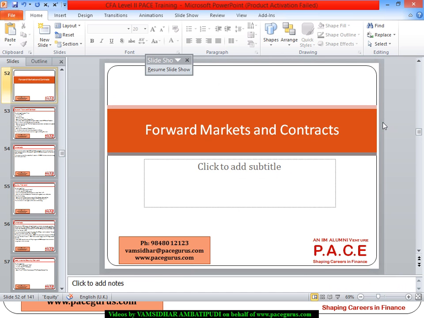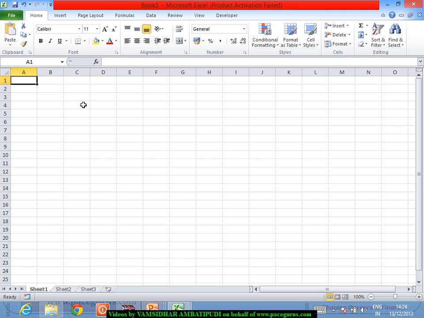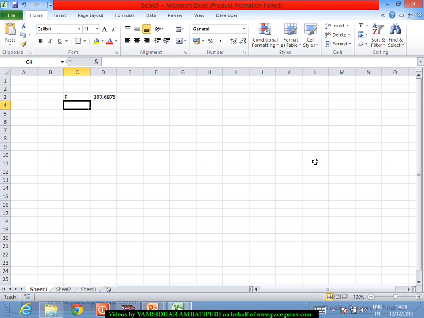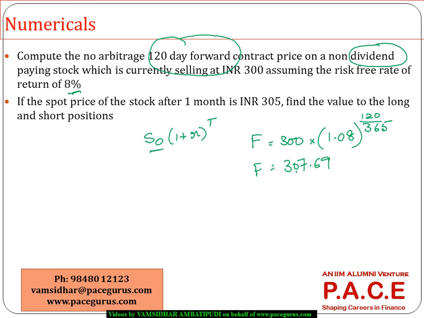So going back into the spreadsheet to compute the same, I will get the forward price as 300 into 1.08 to the power 120 by 365, which will come out as 307.69, right? I am getting it as 307.69. So that is the no arbitrage forward price. 307.69 is the no arbitrage forward price in this kind of a deal.